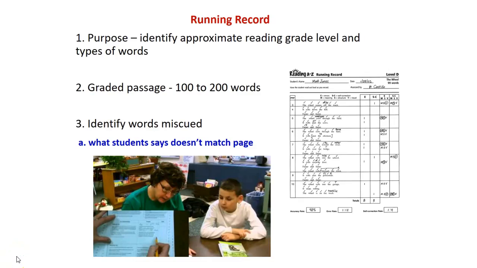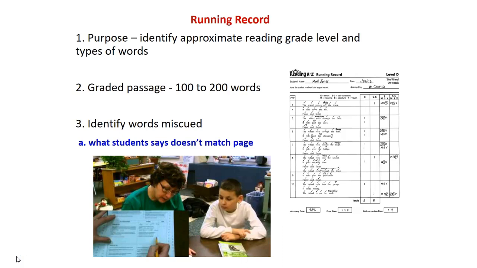All right, I want to demonstrate running record. It's a more authentic strategy to use to determine the approximate reading grade level. You can use it to identify the types of words that students are having trouble with, but the main goal is to determine the approximate reading grade level.